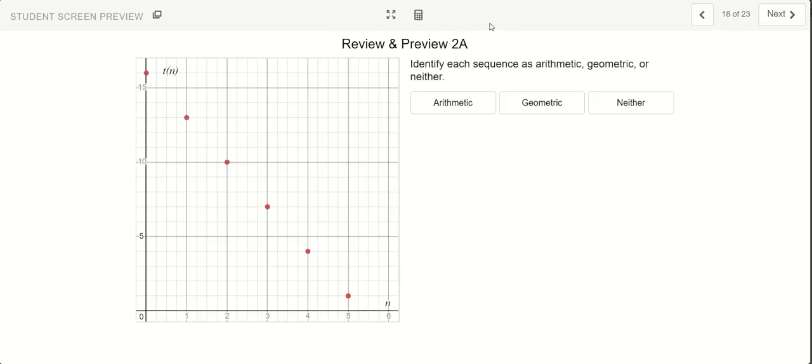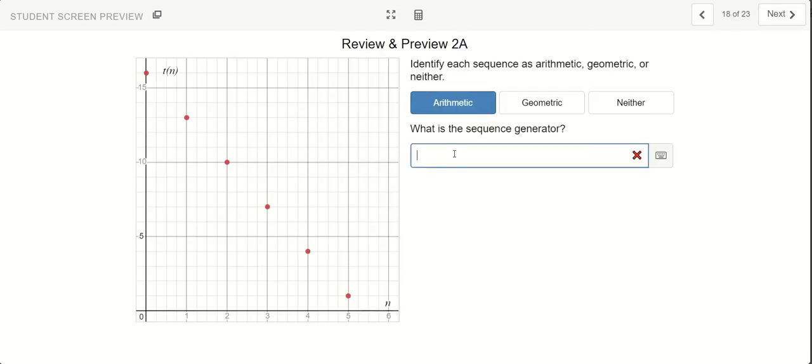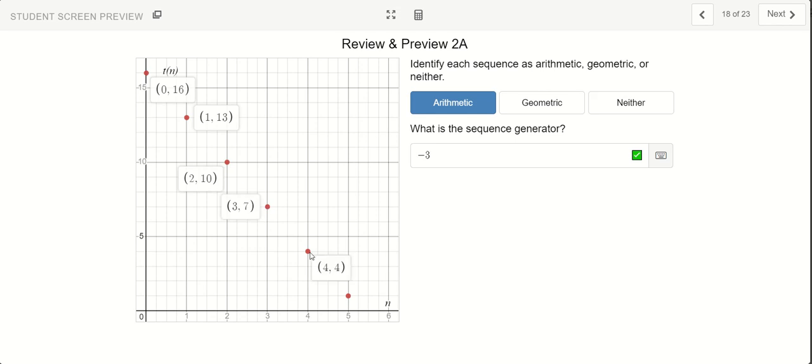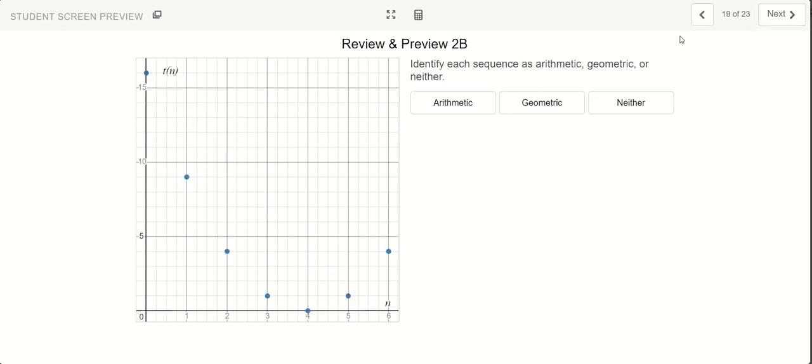Okay. Over here, what kind of pattern is this? Since it's a straight line, this is arithmetic. Notice that we're subtracting 3 each time. So again, we're starting at 16, minus 3 we're at 13, minus 3 we're at 10, minus 3 we're at 7, 4, 1. So this is an arithmetic sequence.